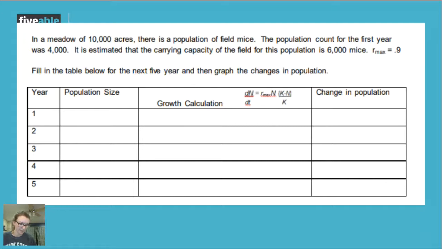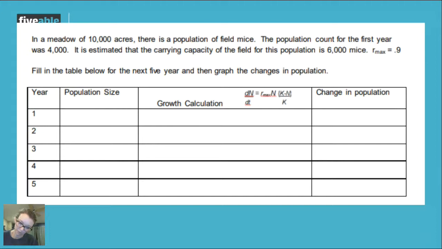800 divided by 6,000 times 5,200 times 0.9. And now we're only increasing by 624 mice. So our delta N for year two, if you're following along, is 624 mice, which is like half as many mice as we got in year one. As you can see, we're already approaching this kind of slowdown of growth due to the fact that the mice are exceeding probably some sort of resource.